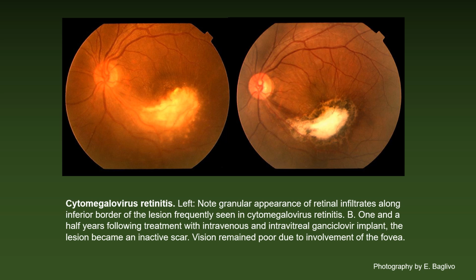On the left, note involvement of the fovea, producing marked loss of vision, and the granular appearance of the retinal infiltrates along the inferior border of the lesion, which is typical for CMV retinitis. On the right, 1.5 years after treatment with intravenous and intravitreal ganciclovir, the lesion became an inactive scar, but vision remained poor due to involvement of the fovea.